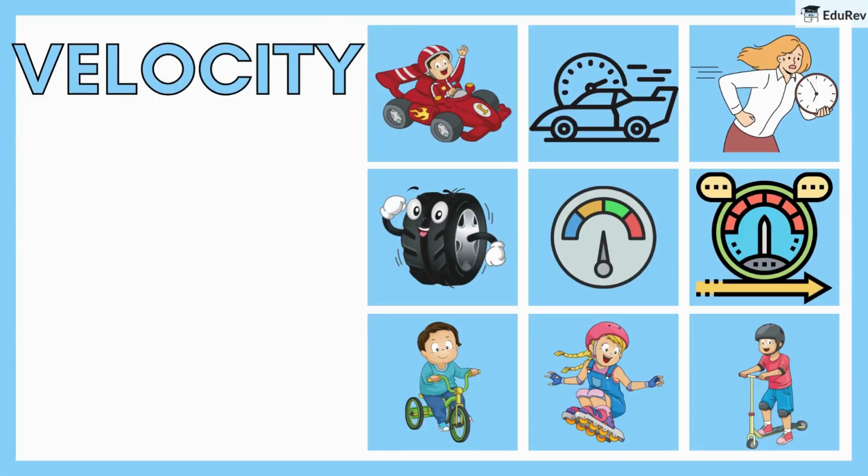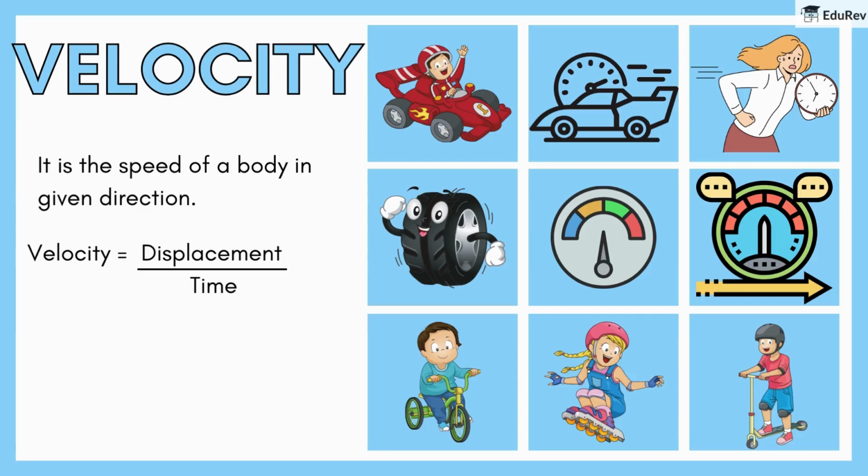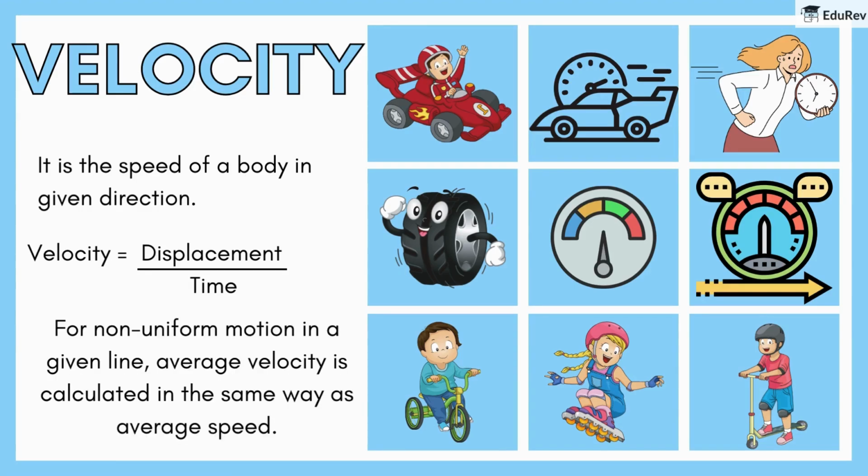Now, you might have heard about another term that is very similar to speed, velocity. Velocity is the speed of a body in a given direction. It is calculated as the displacement divided by time. For non-uniform motion in a given line, average velocity is calculated in the same way as average speed.